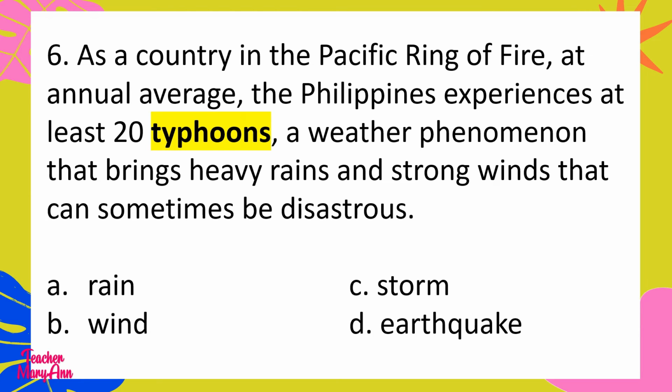Number 6. As a country in the Pacific Ring of Fire, at annual average, the Philippines experiences at least 20 typhoons, a weather phenomenon that brings heavy rains and strong winds that can sometimes be disastrous. Typhoons means A. Rain, B. Wind, C. Storm, D. Earthquake.